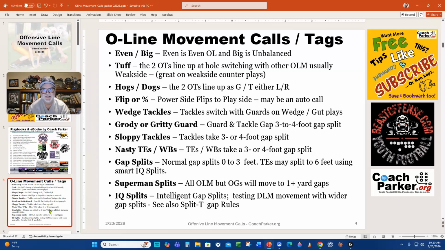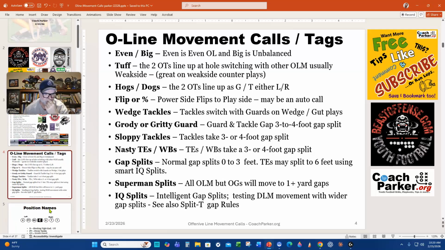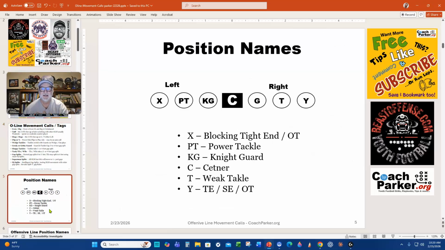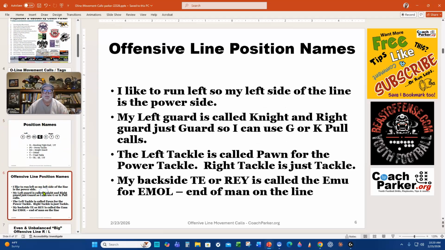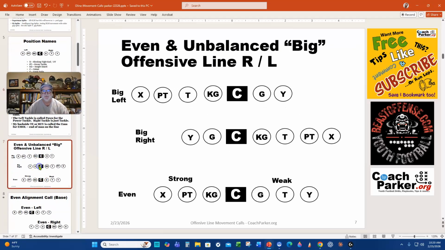But here are the tags. I'm not going to read them off now because we'll go through them. And this presentation, I'll try to put it in one of my forum groups. Here's positions, and we'll go through all that. They're all named a little different, that way I can call the tag. I like to go left a lot, so we align left. Here is even, big right, big left.